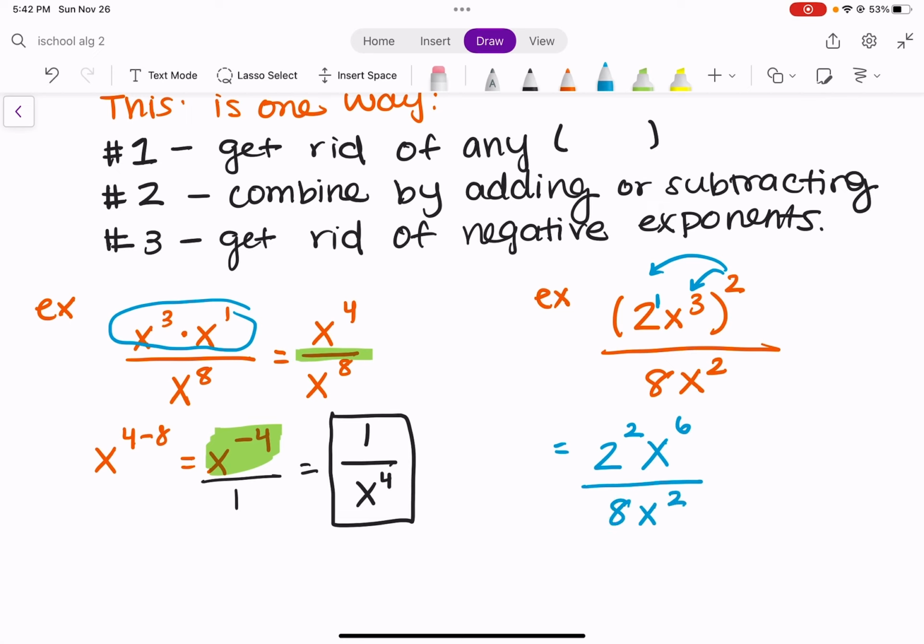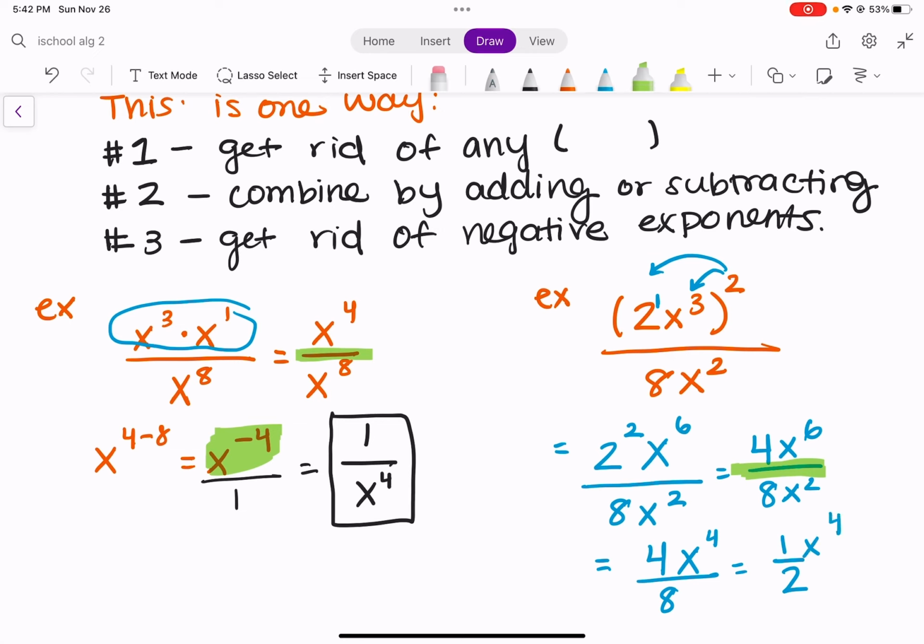I'm going to simplify 2 squared, because I know that's just 4, so I have 4x to the 6th over 8x to the 2nd. Step 2 is combine by adding or subtracting. I'm noticing, since there's a division sign, that I'm going to have to subtract 6 minus 2. So that's going to be 4x to the, 6 minus 2 is 4 over 8. And then just to simplify even more, 4/8 is the same thing as 1/2, so I can write this as 1/2 x to the 4th.